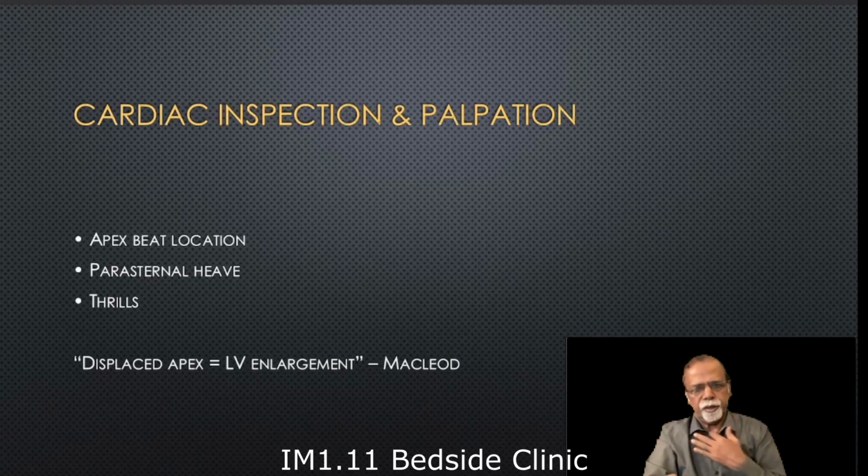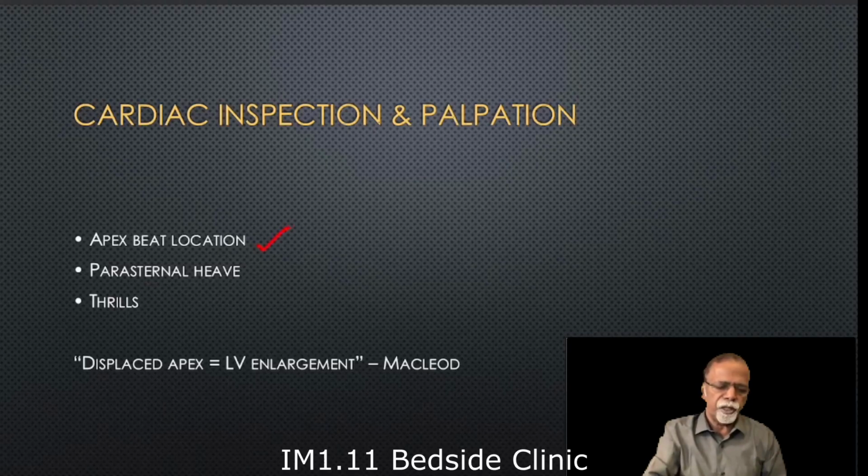Second is position of trachea. So trachea and apex shifted, it means the mediastinum has shifted. Trachea is central, apex is shifted, that means it is a cardiomegaly. So look at the apex beat, identify whether the apex is shifted.